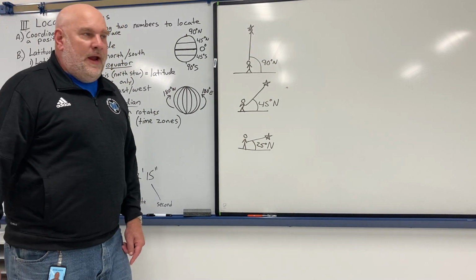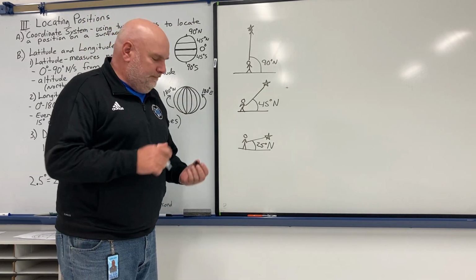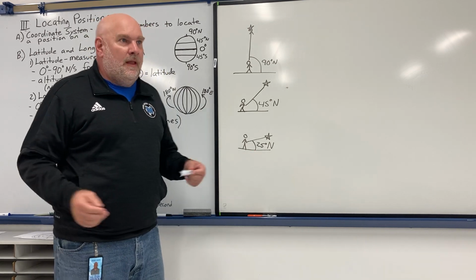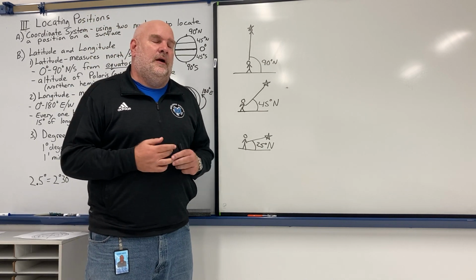If I'm at the equator, Polaris would be right on the horizon, a 0-degree angle. If I live in the southern hemisphere, like Australia, you don't see Polaris. You only see Polaris in the northern hemisphere.